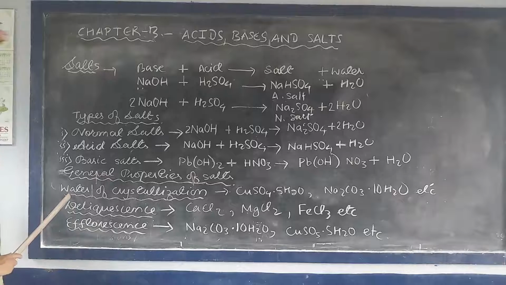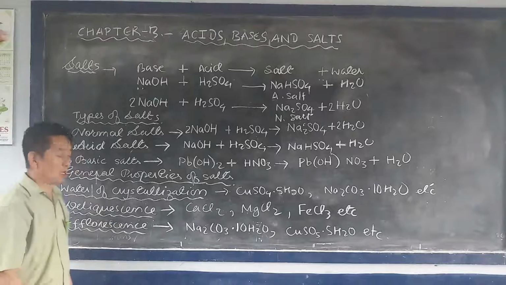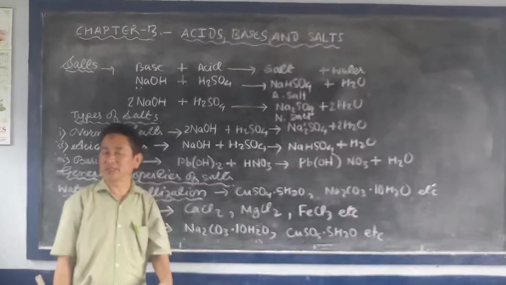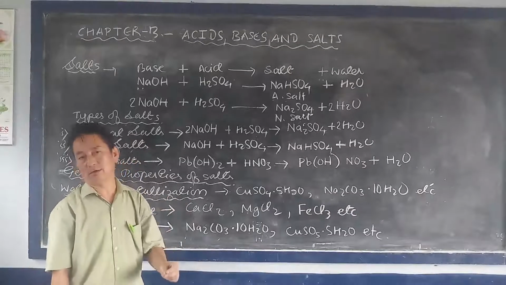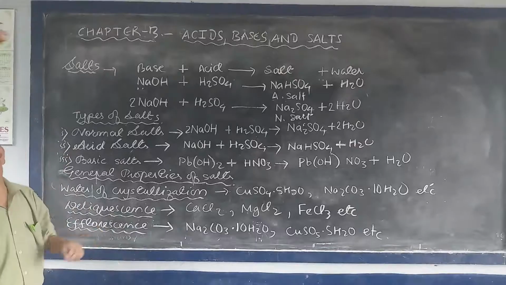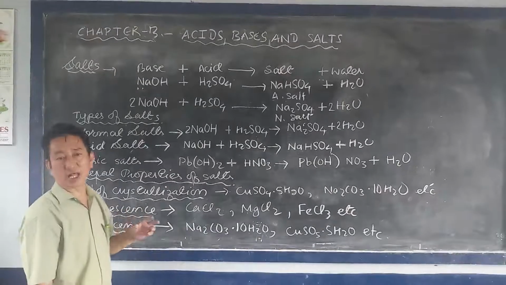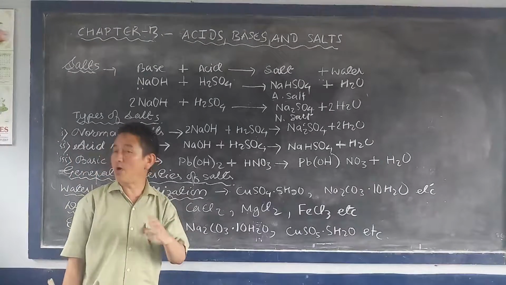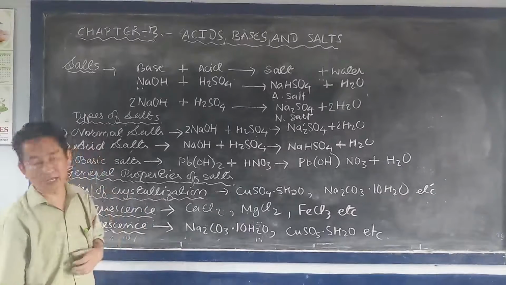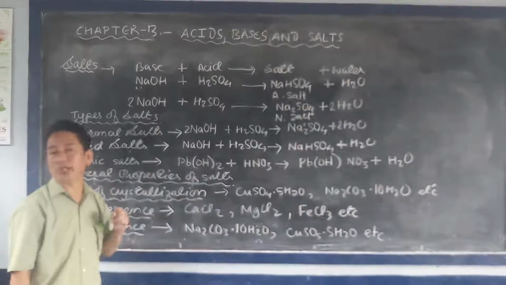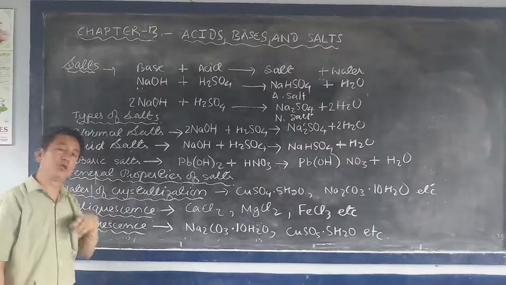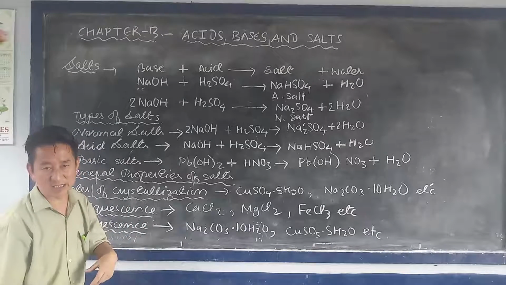Now next, water of crystallization. What is water of crystallization? Water of crystallization is the definite or fixed amount of water present in the salt. This water of crystallization is responsible for the definite shape of the salt and the color of the salt. When you remove the water of crystallization from hydrated salt, it loses its color as well as shape.